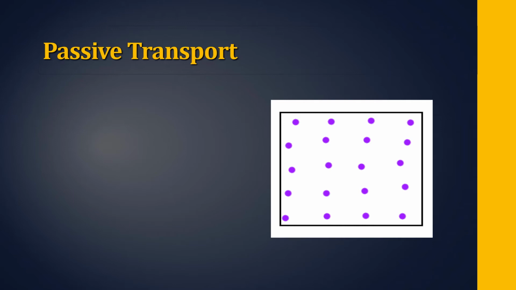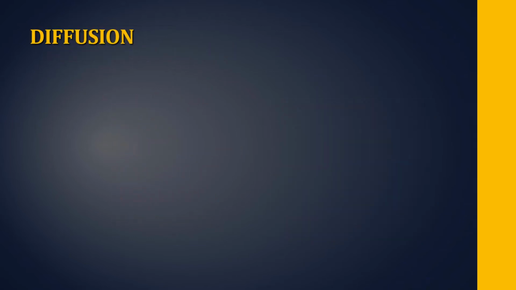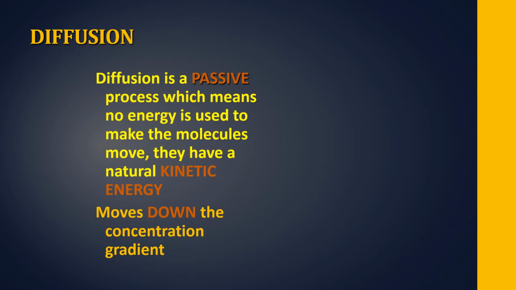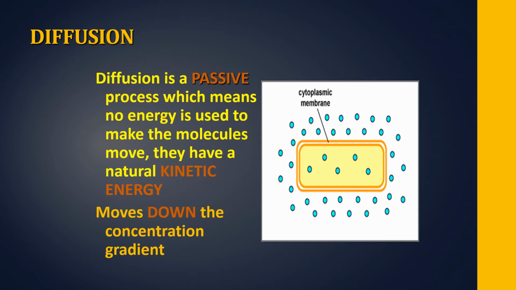So this random motion causes what we call diffusion. And that is an example of a passive transport. Passive transport requires no energy; the molecules move from an area of high to low concentration. As I said earlier, diffusion is a passive process, which means no energy is used to make the molecules move. They have a natural kinetic energy. It moves down the concentration gradient.